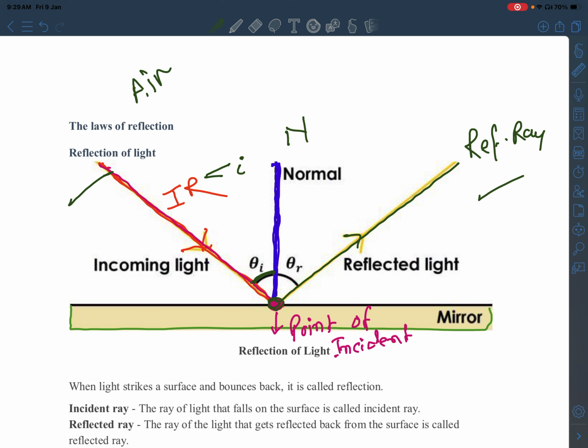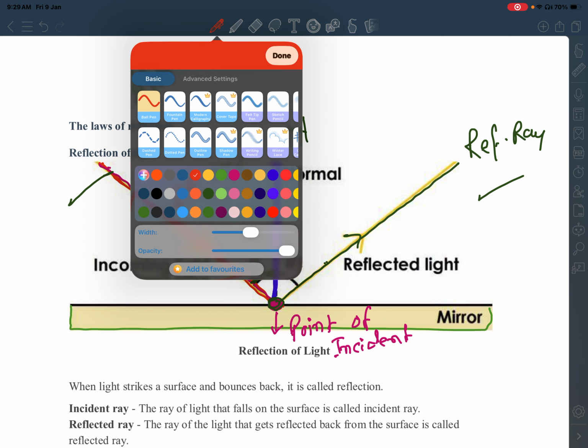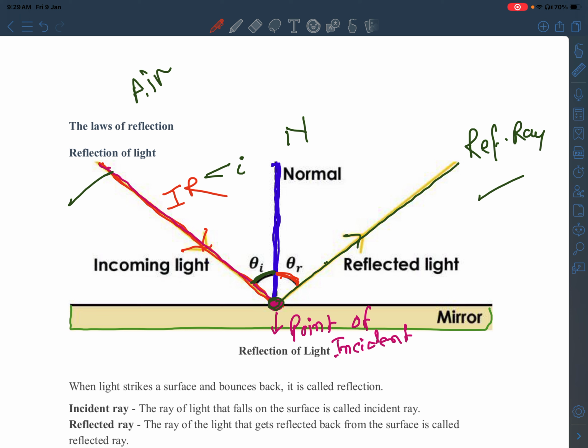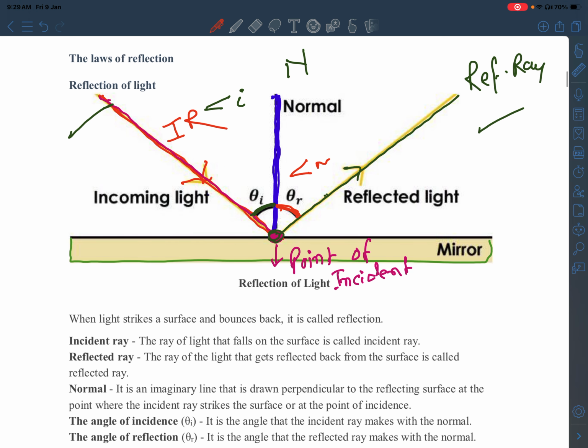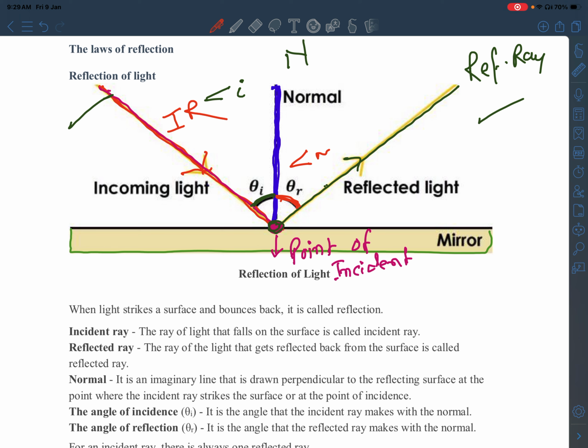On the next side, you can see that the reflected ray forms an angle with the normal ray, and that is called the angle of reflection. So on the left-hand side is the angle of incident and here is the angle of reflection. This picture shows you how light is reflected. Now we will discuss one by one the phenomena related to the reflection of light.